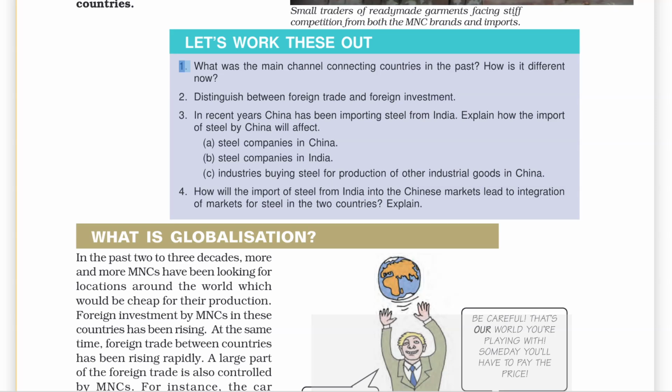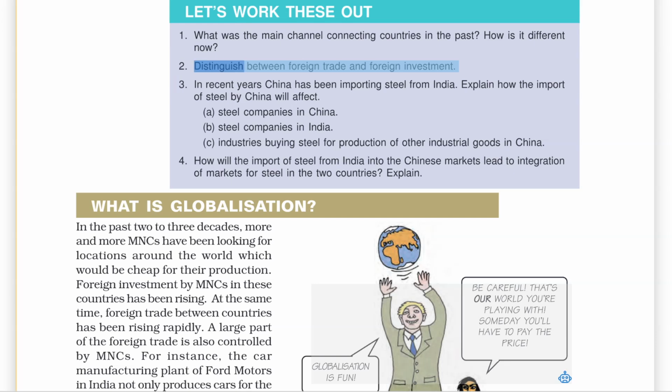1. What was the main channel connecting countries in the past? How is it different now? 2. Distinguish between foreign trade and foreign investment.